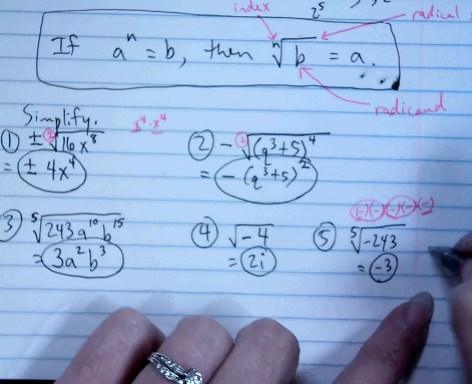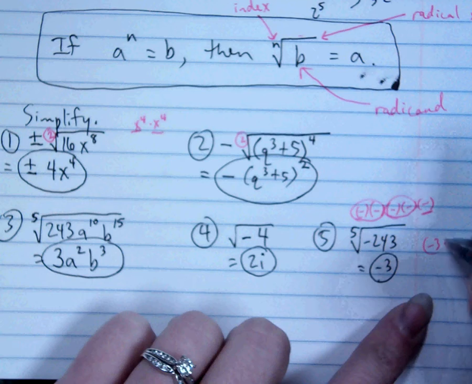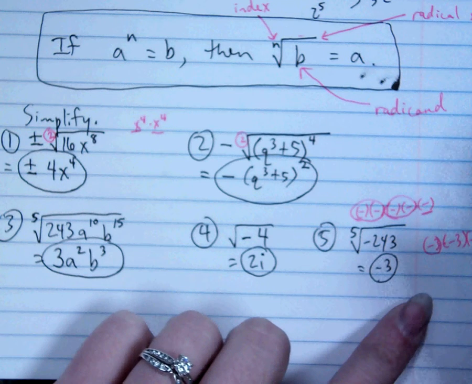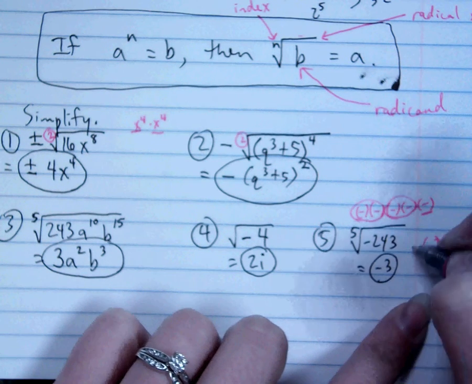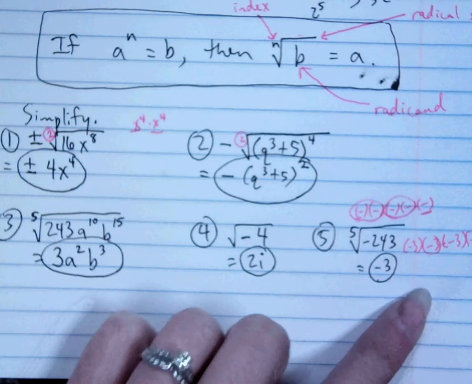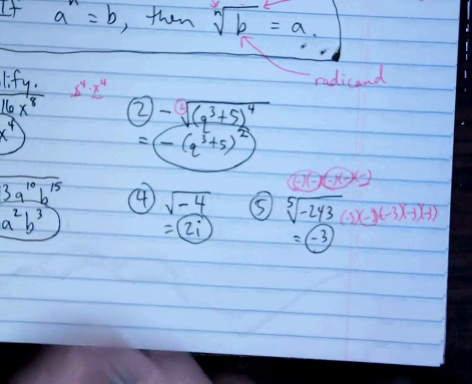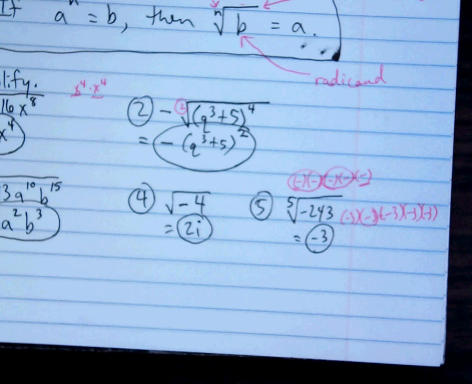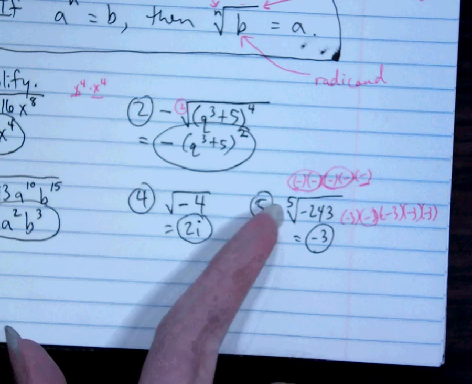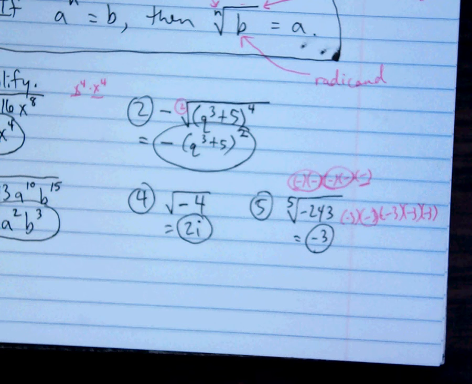Because I really can do negative 3 times negative 3 times negative 3, 5 times, and that will be negative 243. I don't need anything imaginary. An odd index with a negative works out just fine.